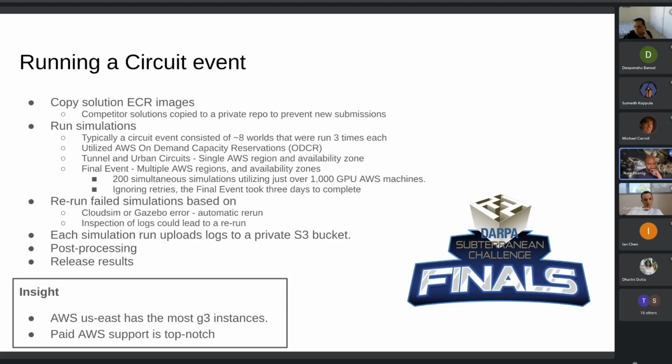Along the way, we found that AWS US East has the most G3 instances. So if you're ever using G3 and you want thousands of those, go to US East. And the paid AWS support is really excellent. If you ever want to experience some top-notch support, just pay them a lot of money, and they will really take good care of you.